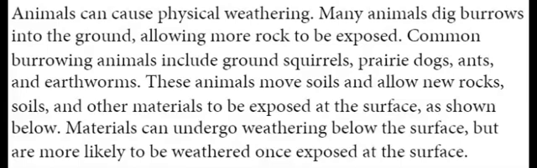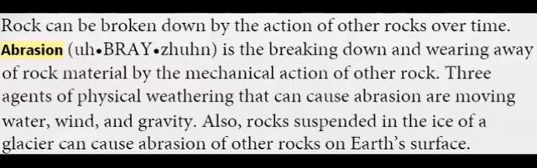Animals can cause physical weathering. Many animals dig burrows into the ground, allowing more rock to be exposed. Common burrowing animals include ground squirrels, prairie dogs, ants, and earthworms. These animals move soils and allow new rocks, soils, and other materials to be exposed at the surface. Materials can undergo weathering below the surface, but are more likely to be weathered once exposed at the surface.